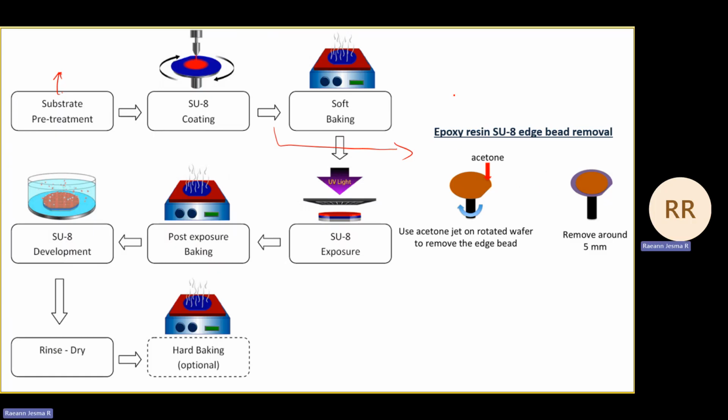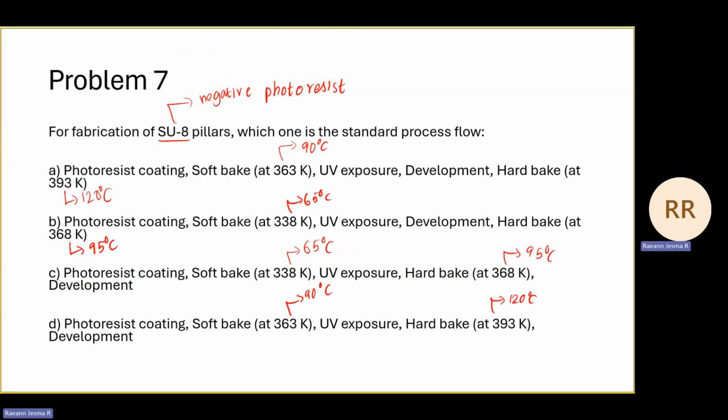So these are the steps. Now let us go back to the options that we are having. In option A, after UV exposure, we are doing development and hard bake, so that is wrong. So option A and B are wrong.